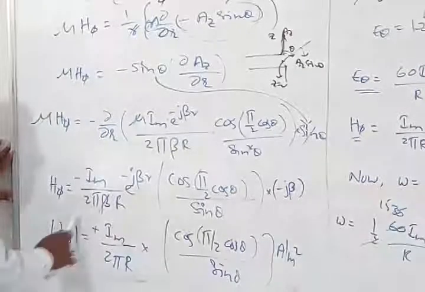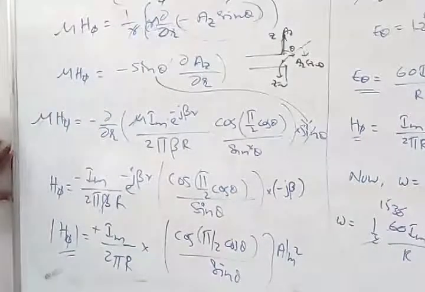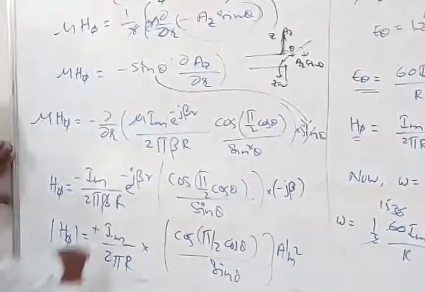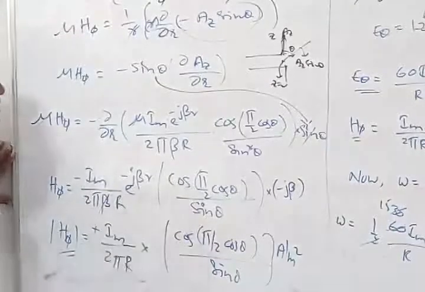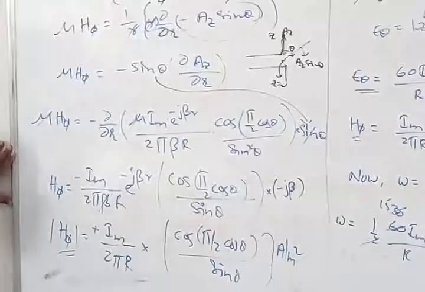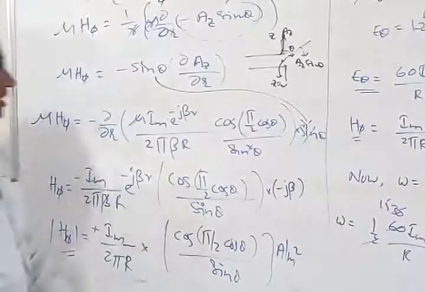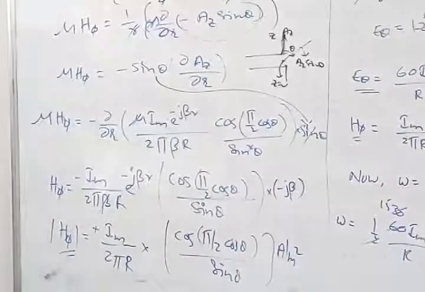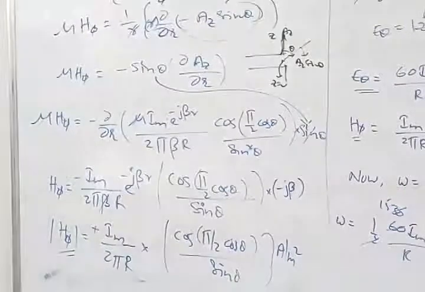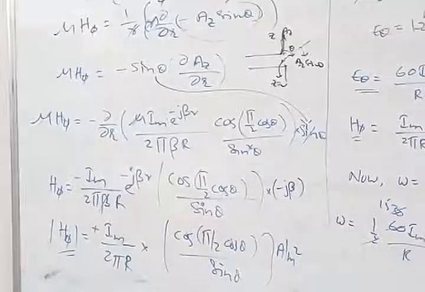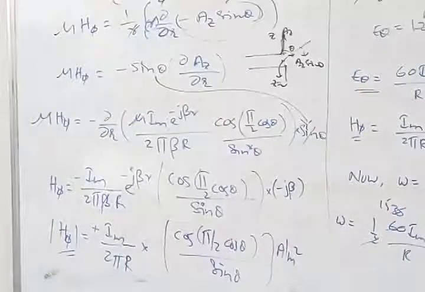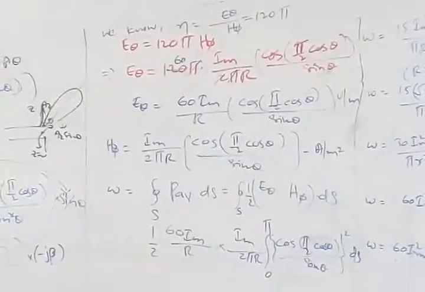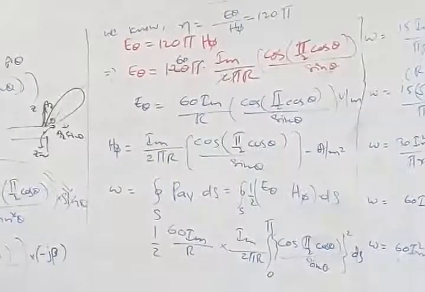Then we will be getting the modulus value, absolute value of this magnetic field along phi direction is equal to Im by 2 pi r into this equation cos of pi by 2 of cos theta by sin theta, which is represented in amperes per meter. So that is the equation which we will be getting here. After that we can get the equation for E theta. Now we will be proceeding towards finding out the expression for E theta.